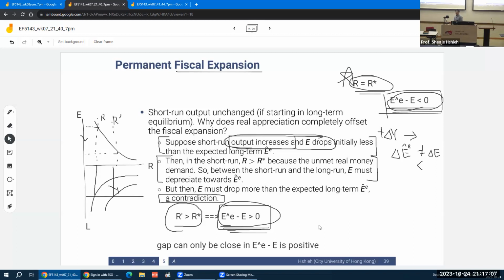And the only thing that should come about is just an appreciated domestic currency, right? Zero output, stronger currency. Relative PPP can't be true anymore in both the short run and the long run because Q is different. Q has changed.